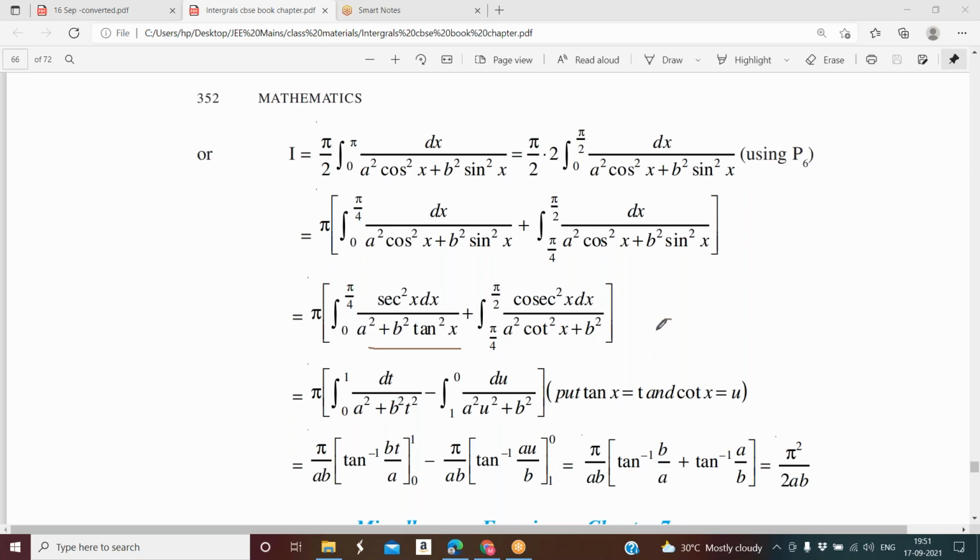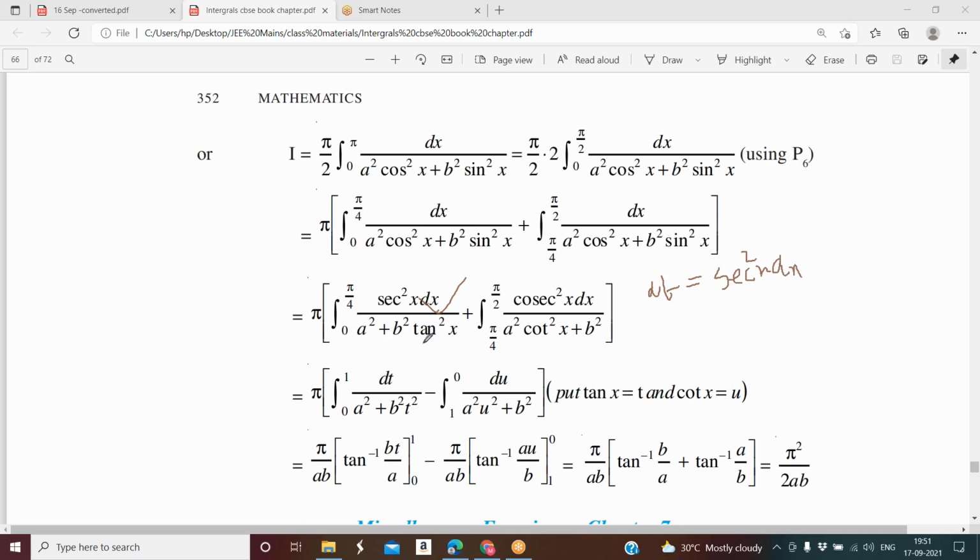Tan x equal to t means what is dt? Sorry, t is tan x, so dt is secant square x dx. Differentiation of tan x is secant square x. So the secant square x dx is replaced by dt.